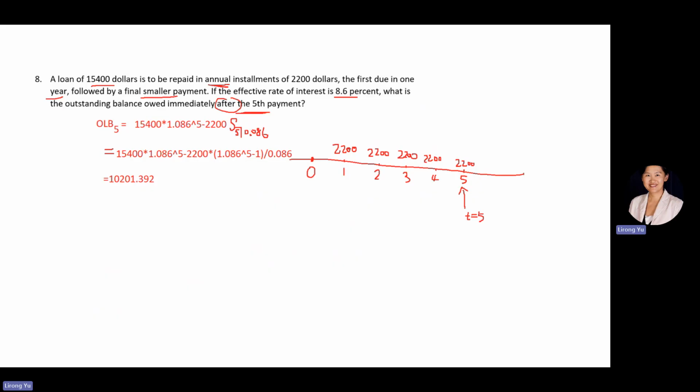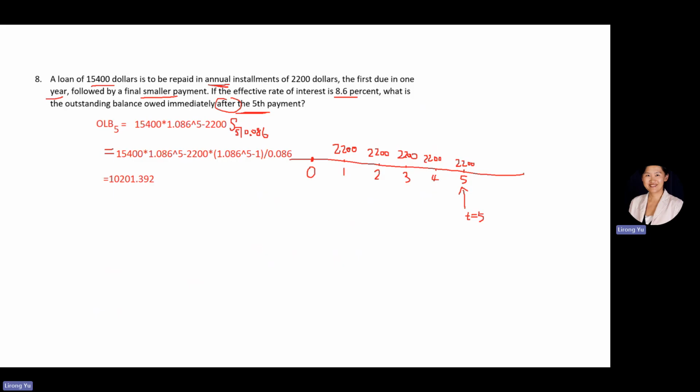Okay, if you draw the timeline, the loan balance is 15,400. If you are moving forward to time 5, you want to find the time 5 outstanding balance. For the outstanding balance calculation, there are two methods, the retrospective method and the prospective method. The retrospective method is to find the total current value of the loan balance and subtract any payments that have been made. That's your outstanding balance. The prospective method finds how many leftover payments you need to pay. The present value of the future payments is the prospective method.